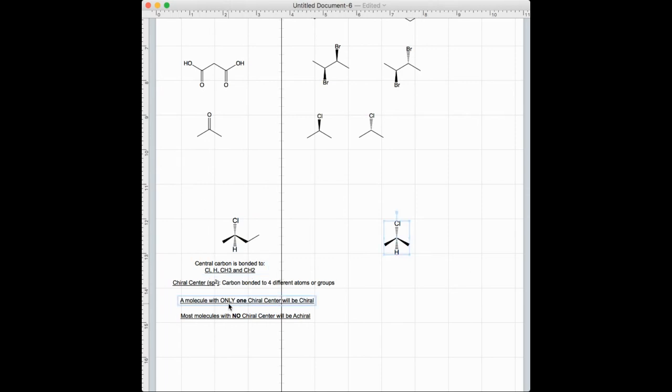So here we have two molecules. In the molecule on the left here, this carbon is bonded to three hydrogens. Therefore, this is not a chiral center. Three atoms are the same. This carbon here is bonded to two hydrogens. Two atoms being the same, not a chiral center. This carbon here is bonded to three hydrogens. Three groups that are equal, not a chiral center.